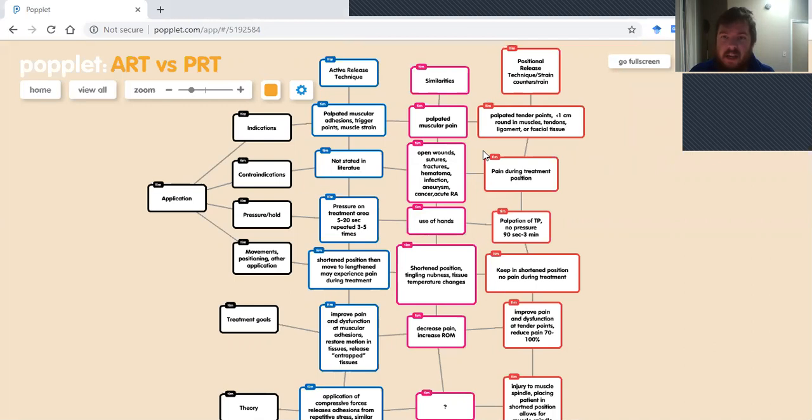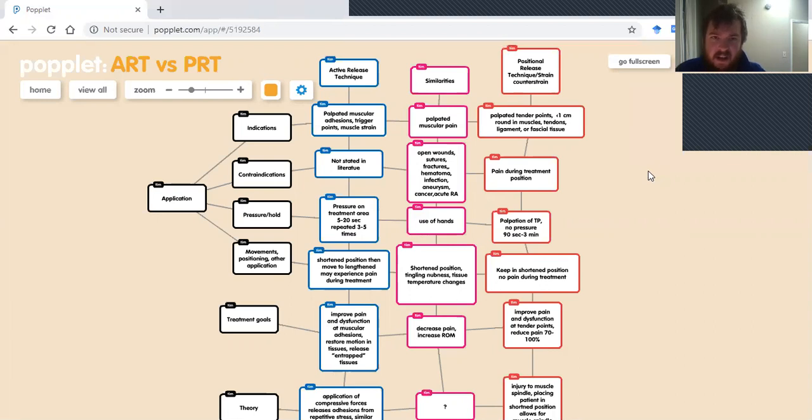Just in general, the positional release technique is a very passive technique. The main part is just shortening the affected tissue and holding that position. Whereas with the active release technique, you're applying pressure on the affected tissue, and the patient goes into a shortened position and then actively goes into a lengthened position. So pretty big differences.